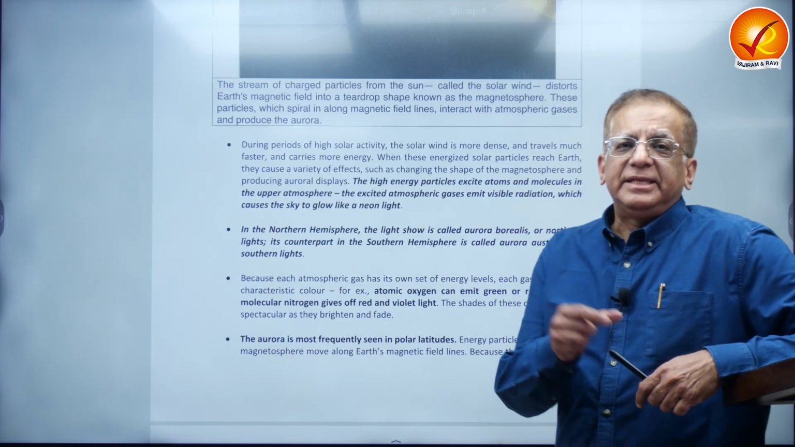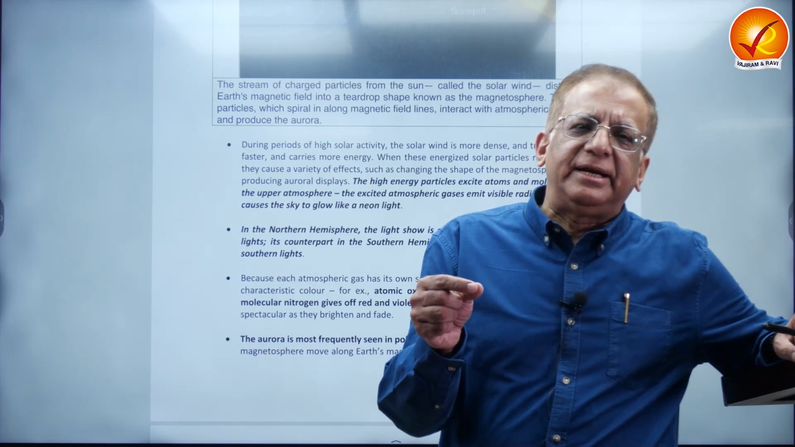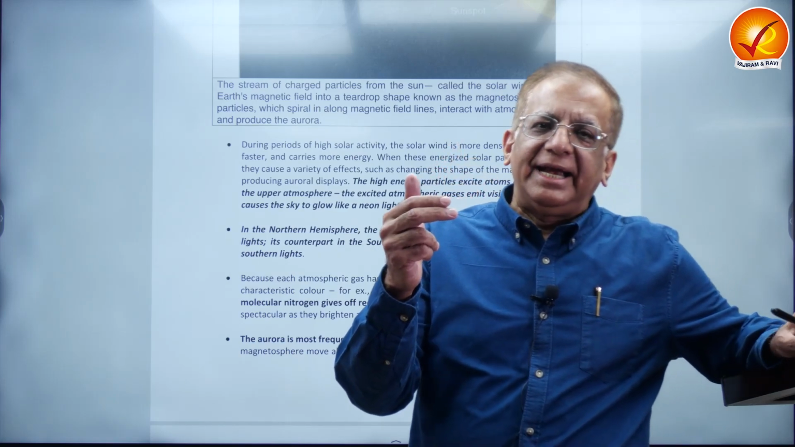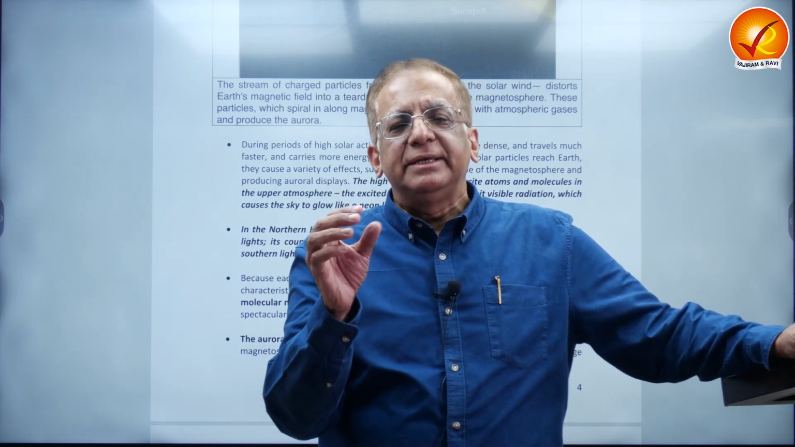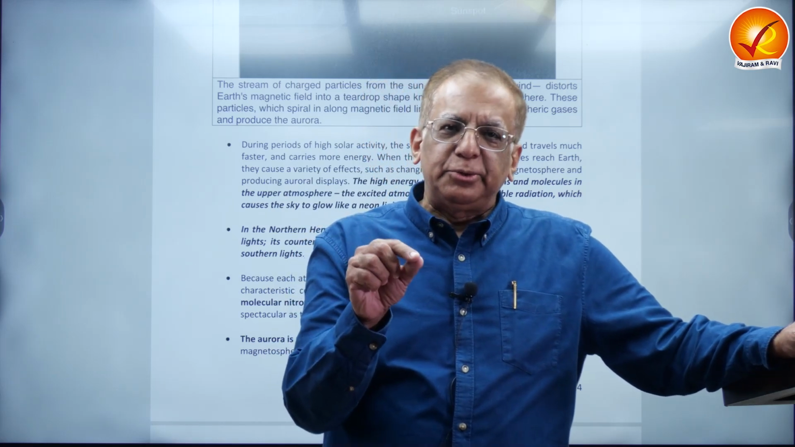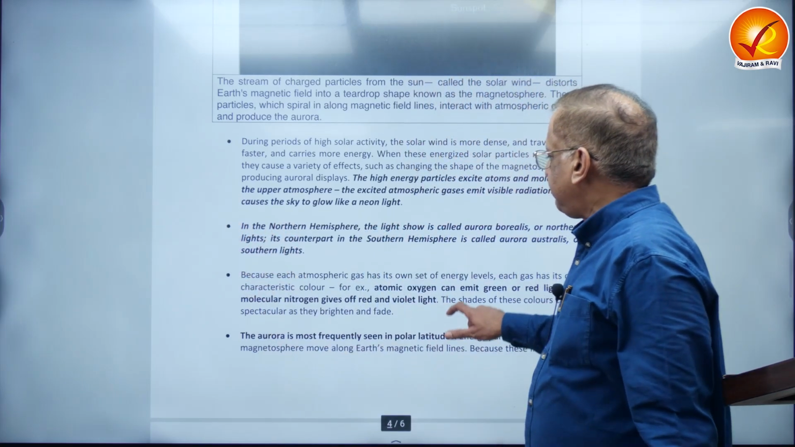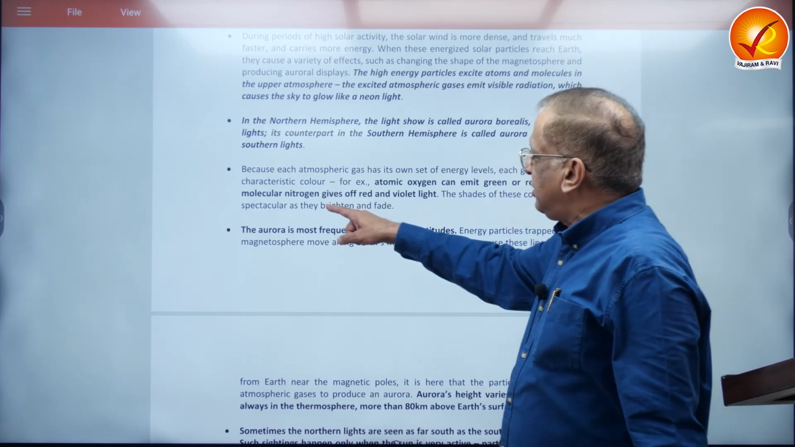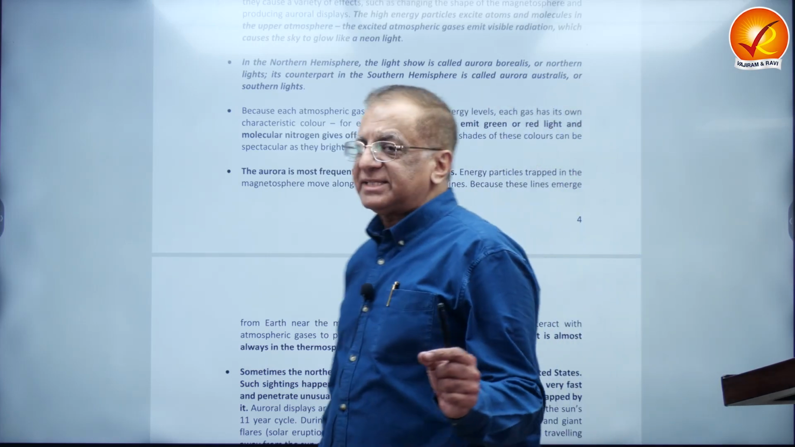So basically, the atoms of gases like oxygen and nitrogen get excited. So electrons move to the high energy level. And when this excitement is over, in the de-excitement period, they release that extra energy which was given by the high energy particles. And during those, there are emissions in the visible light range, and that is the light we see here. So as I told you earlier, atomic oxygen can emit green or red light, and molecular nitrogen gives off red and violet. The shades of these colors can be spectacular as they brighten and fade.